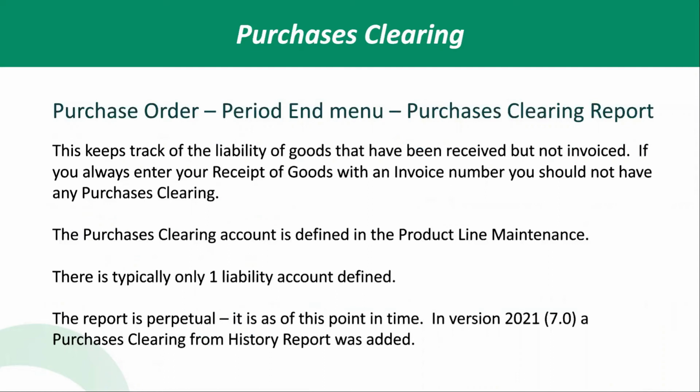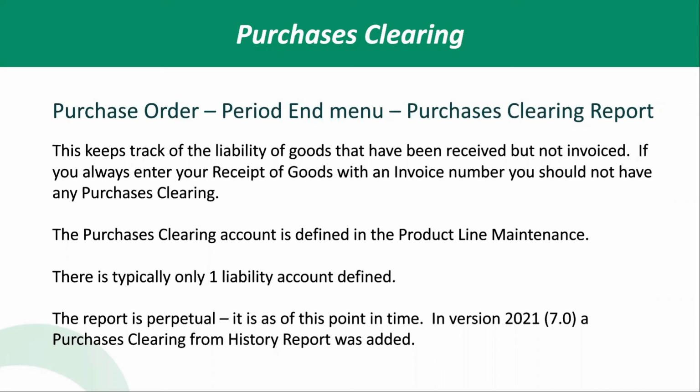And getting close on time, so let's go through purchase order, the purchases clearing report. You run that in the period end menu. For those of you who are not familiar with it, it is simply a report that shows you any discrepancies between your receipt of goods and your receipt of invoices on purchase orders. And if your processes are such that you do the receipt of goods and you enter that invoice number with it, then you should not have anything posting to the purchases clearing.